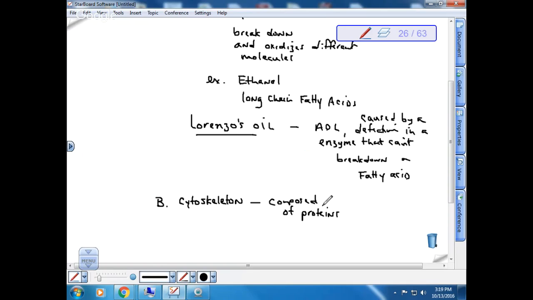Glycogen is broken down into glucose in this organelle. I think that's a lysosome. Let me see. Intracellular digestion.